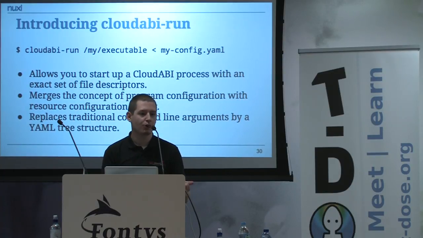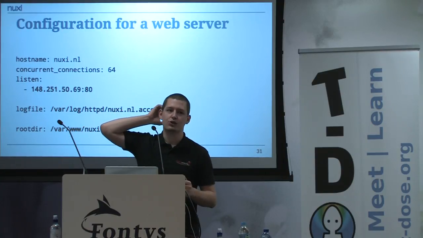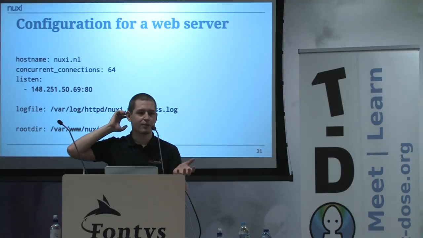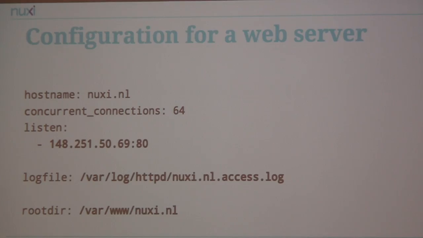Again, we're going to look at a simple web server. Normally, you would want to write a configuration file for a web server that looks a bit like this. This is simply a really tiny YAML configuration file for a web server. There are only a couple of configuration attributes, like the host name of the web server. That's, for example, printed in log file entries or in error messages returned to the user. We have a concurrent connections attribute where you can specify the size of the thread pool or the number of sub-processes that are spawned to handle requests.